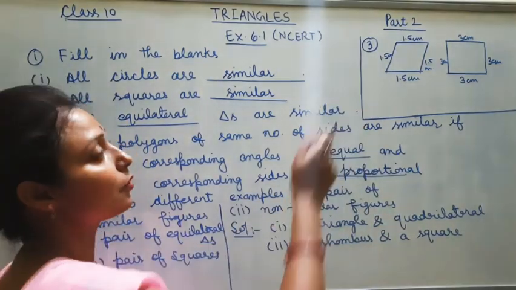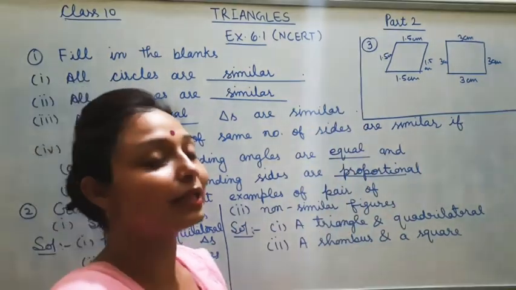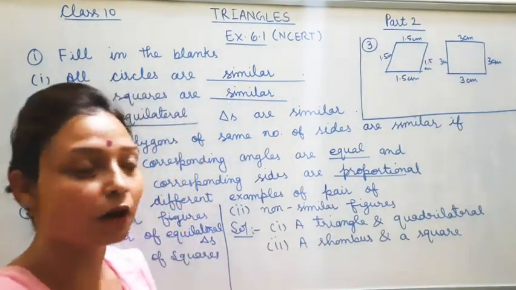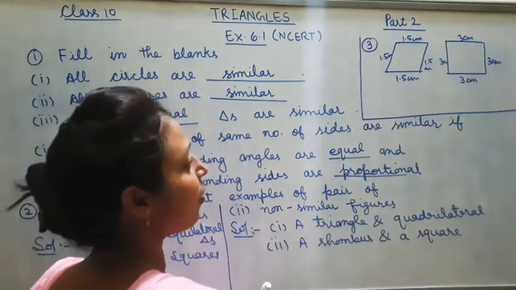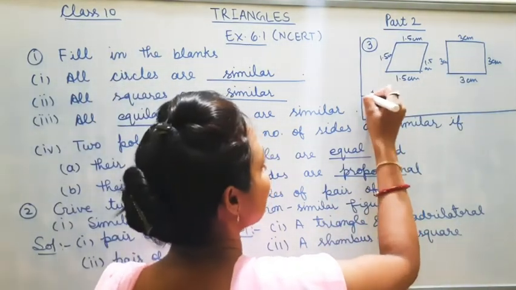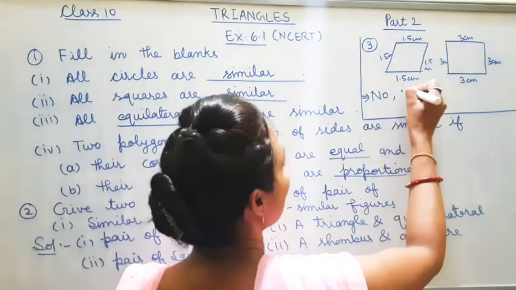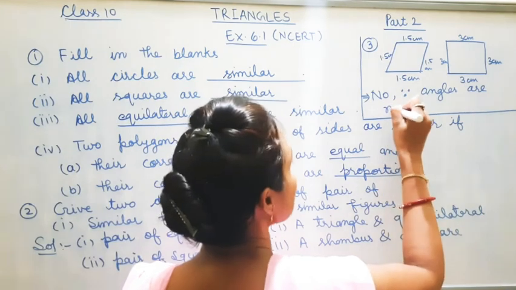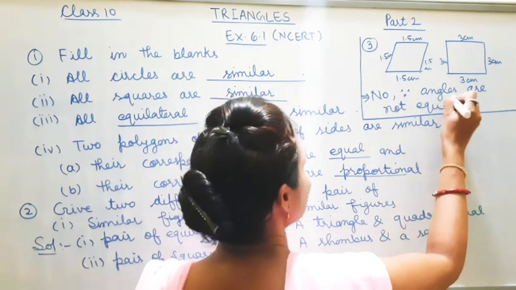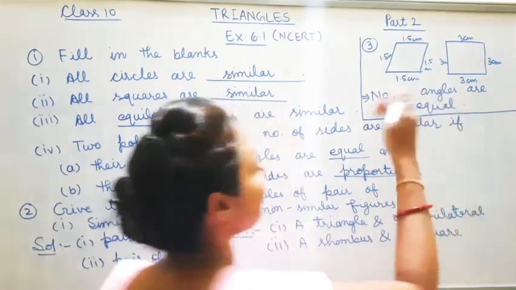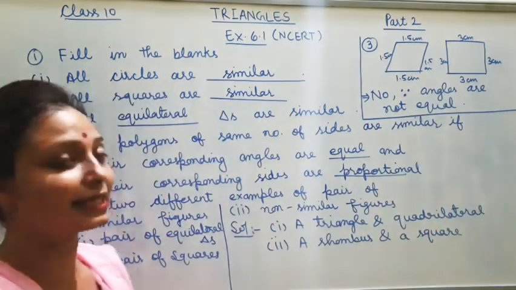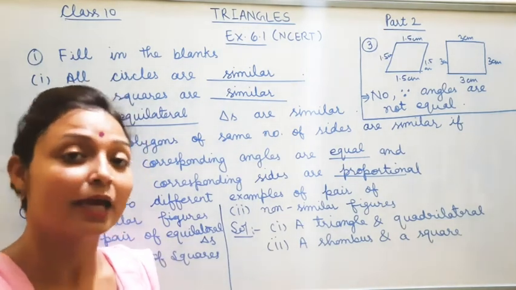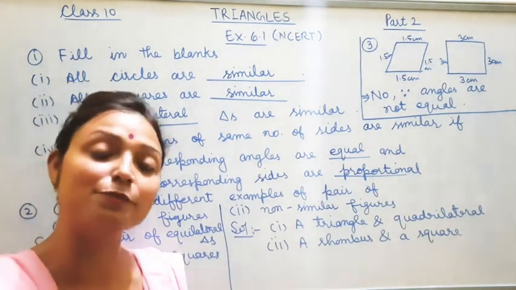Now come to the third question. The question demands that you check and state whether these two are similar. No, not at all, because their angles are not equal. So in the third question you will write no, because angles are not equal. Therefore these are not similar figures. So this is exercise 6.1, which is based on important terms and facts. Now come to exercise 6.2, which is based on BPT.